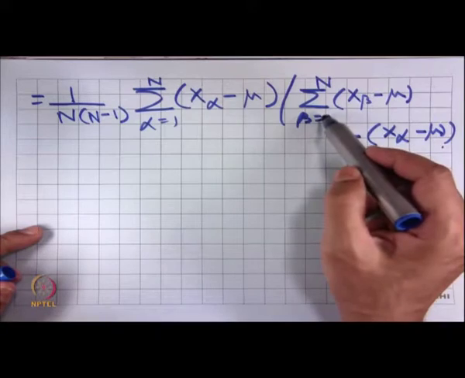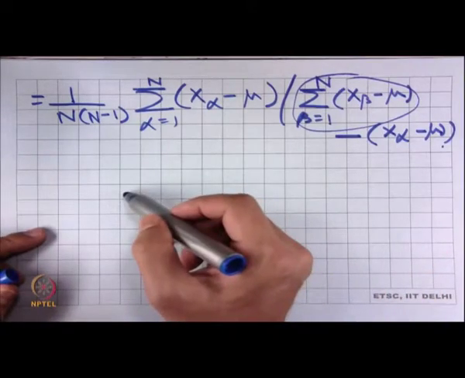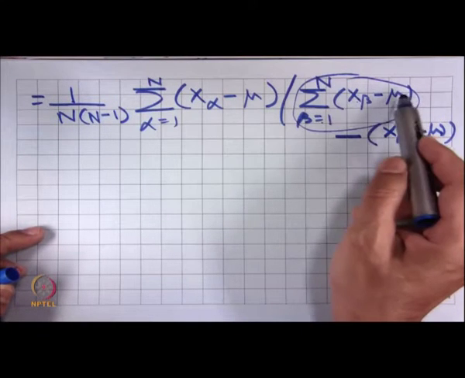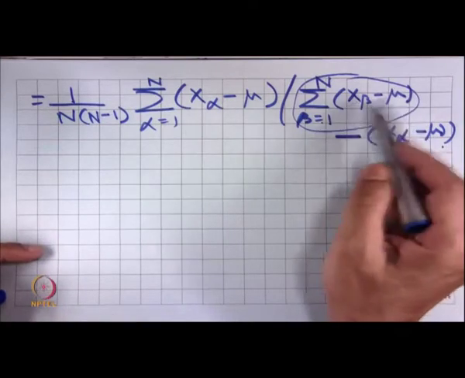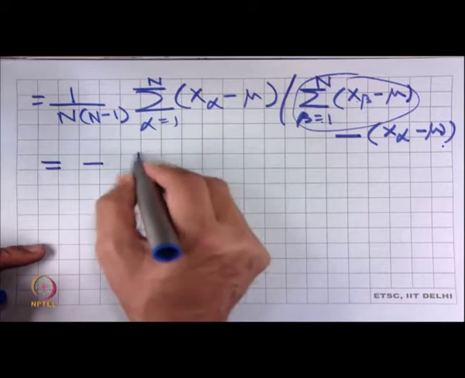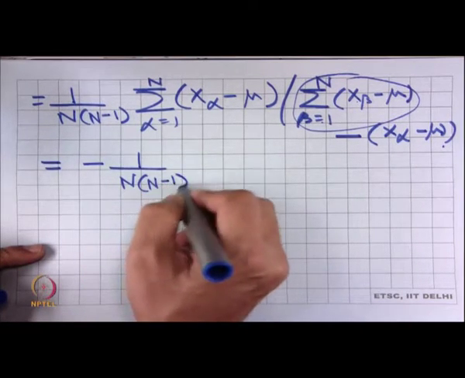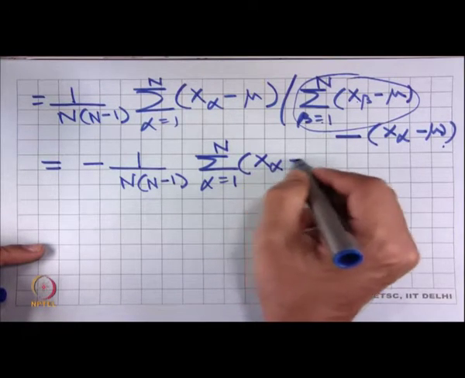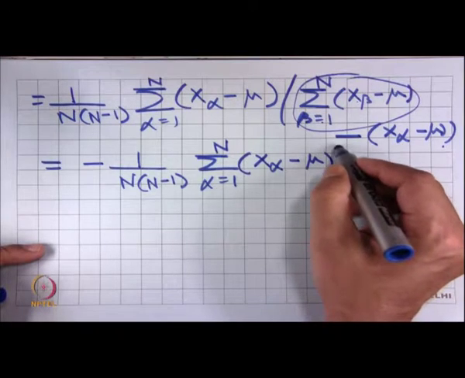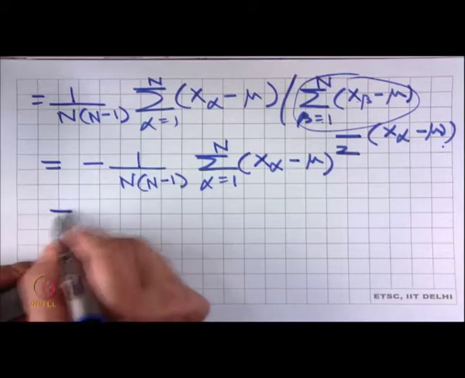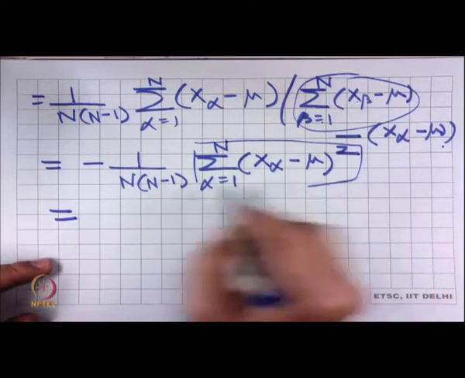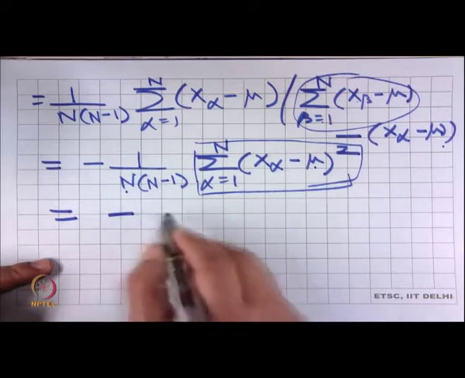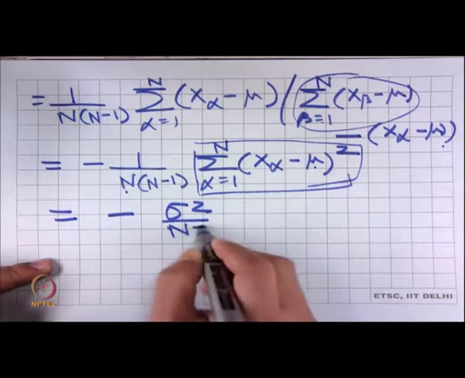The advantage thereby is that this term becomes 0, because I am summing over 1 to n all the elements of the population and subtracting n mu from there. Therefore, this is going to be 0. So, we are left with only this term. And we know that the sum of square of the deviation from the mean divided by n is equal to sigma square. So, this term is sigma square upon n minus 1.